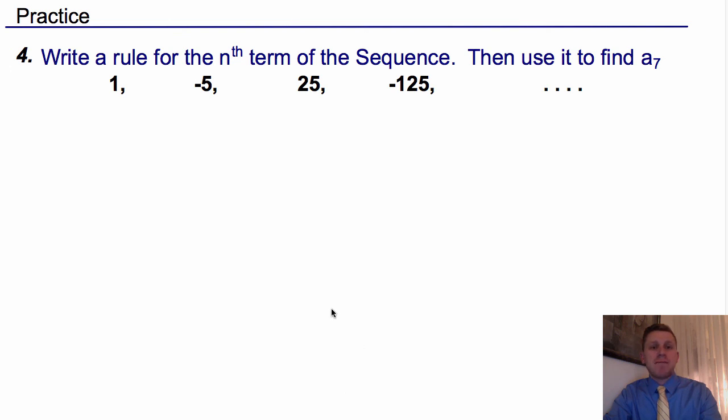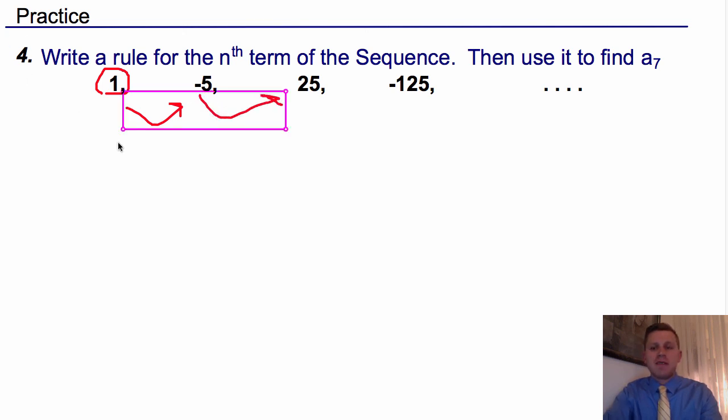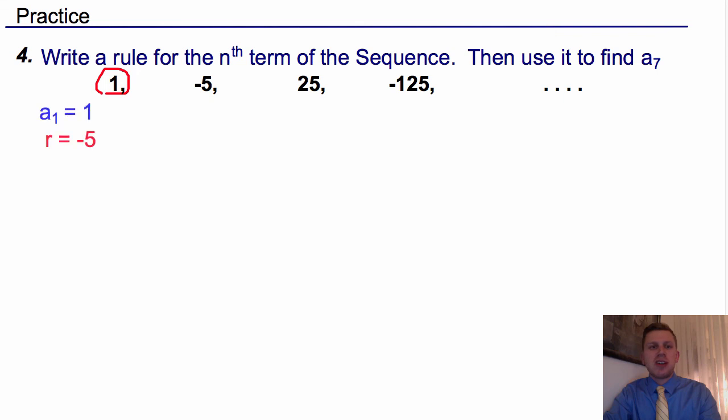Let's see if you got it. Here I can see the first term is 1, and the common ratio here is a little bit difficult. To get from 1 to -5, I multiplied by -5. To get from -5 to 25, I multiplied by -5, so the common ratio here is -5. Because it's a geometric sequence, I can use this formula. For a sub 1, I'll plug in 1. For the common ratio, I'll plug in -5.